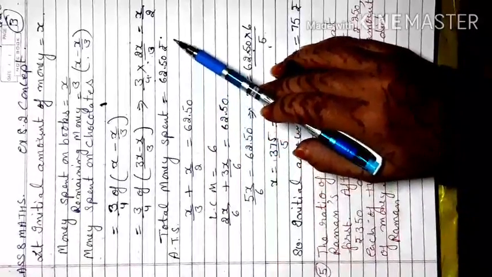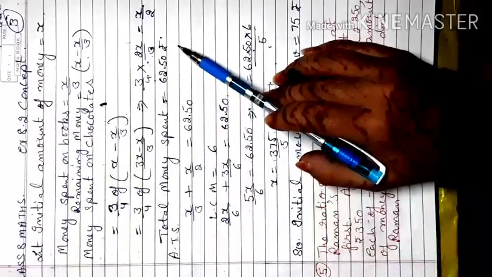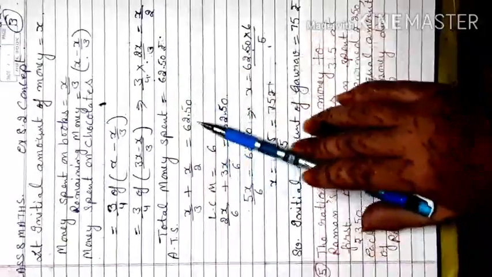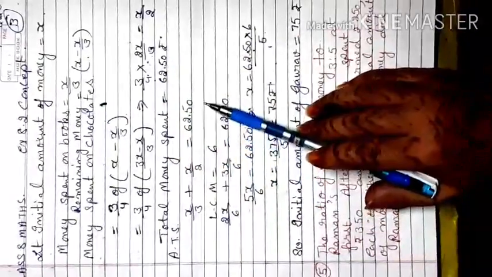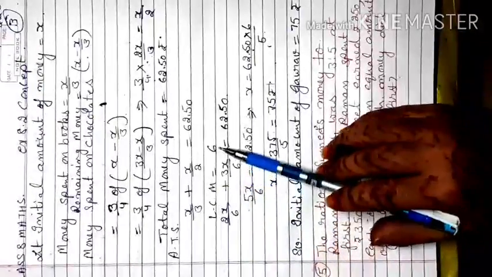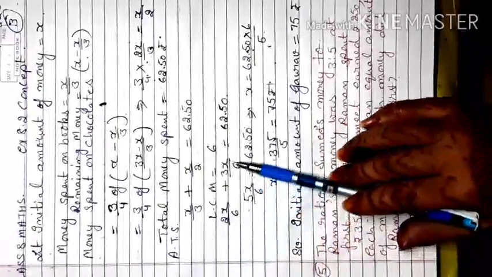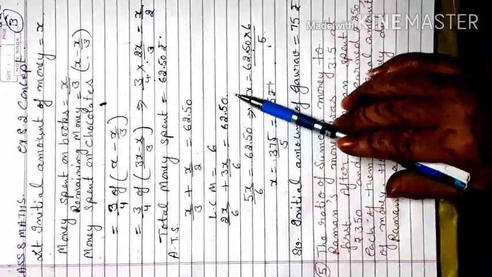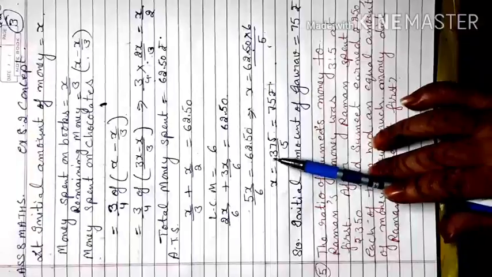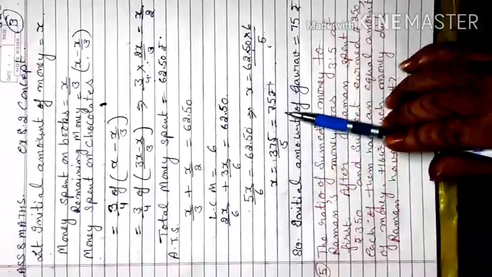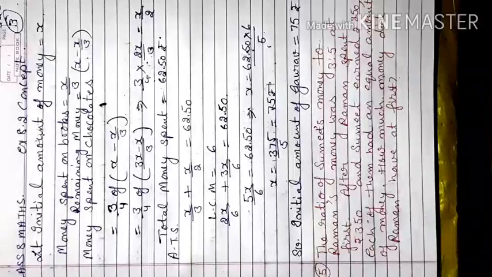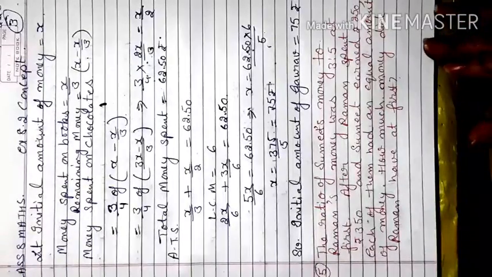Then according to the statement, if you add the money spent on books and the money spent on chocolates, that must be equal to 62.50. If you take the LCM on the left hand side, LCM is equal to 6. 2x by 6 plus 3x by 6 is equal to 62.50, and after adding and cross multiplying, I get x value is 75. That means the initial amount Gaurav had when he went to the market is 75 rupees.